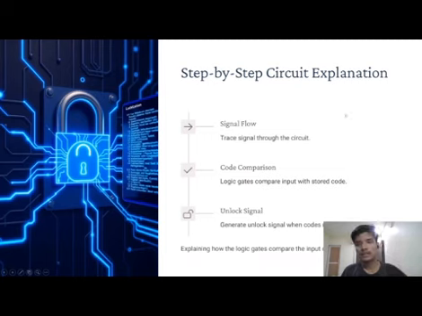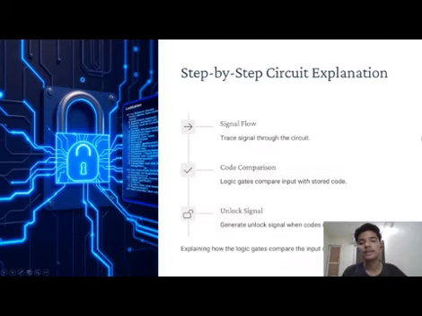So step-by-step circuit explanation: trace the signal flow through the circuits. Code comparison: logic gates compare the input with the stored code. So it will compare, then generate the unlock signal. So generate the unlock signal when the code matches.